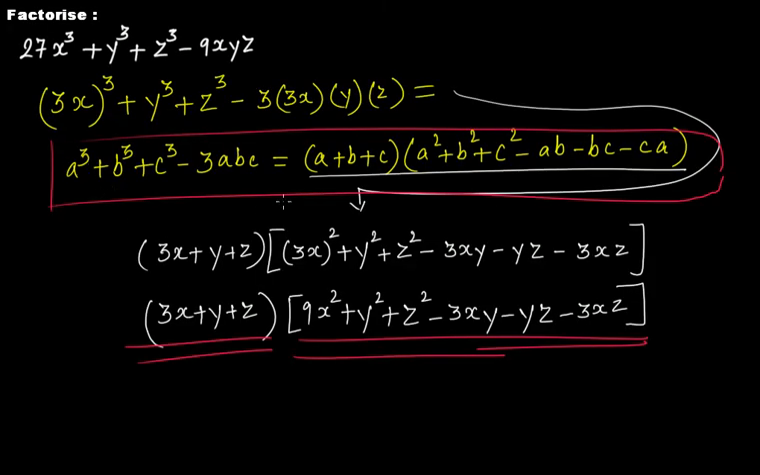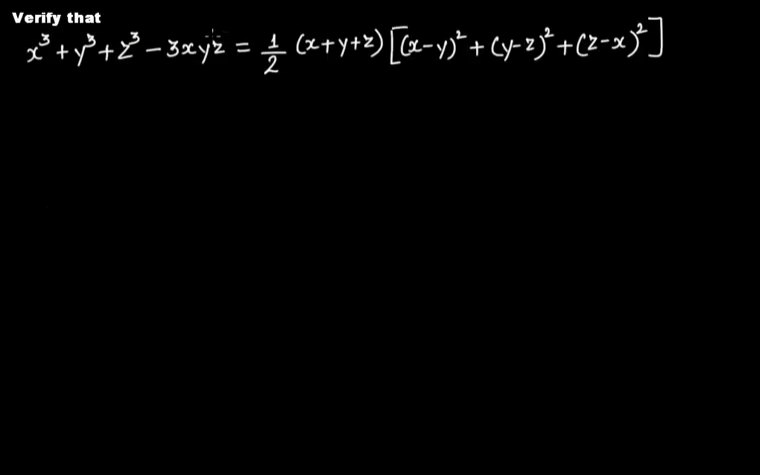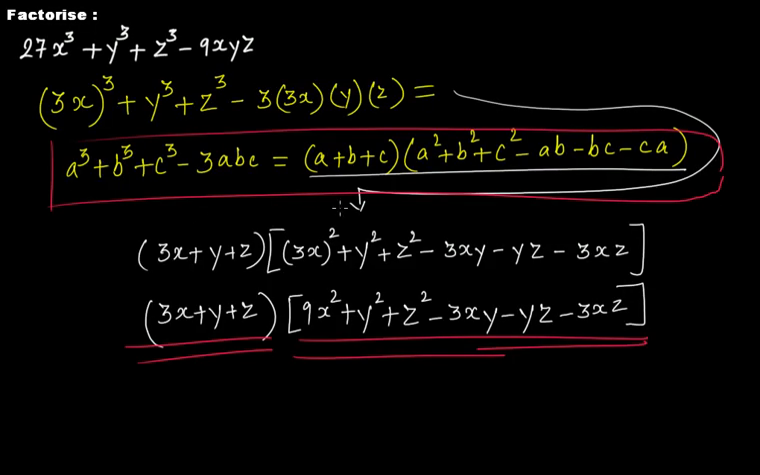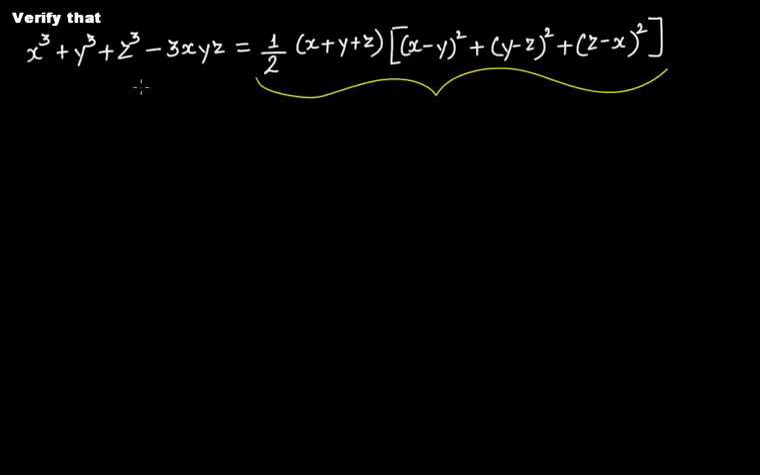Now, till now, we have seen this formula, right? We have seen this formula. Here, it's exactly that one, but if you look at this right-hand side, it's different from what we have here. And that's what we have to verify. So, let's begin from this right-hand side. What's our right-hand side? Our right-hand side is half multiplied by (x plus y plus z).